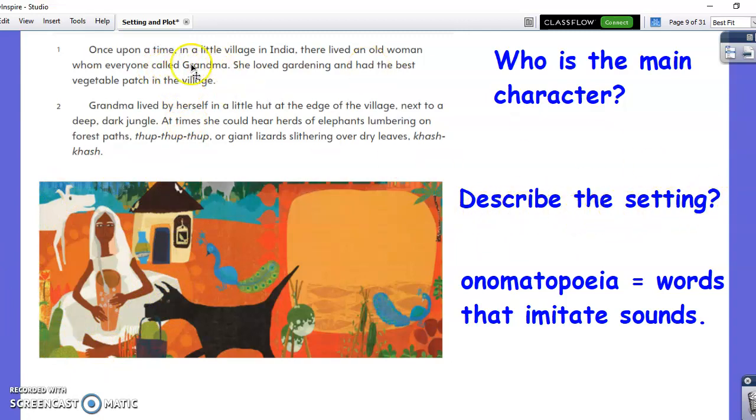Describe the setting again. The setting is given to us in the very beginning of the story. And also onomatopoeia, anytime you're going to see on every page these words that only imitate the sounds that things make. Words that imitate sounds are called onomatopoeias. Like kaboom, splash, meow, ruff, or vroom. All those words that imitate sounds are called onomatopoeia.